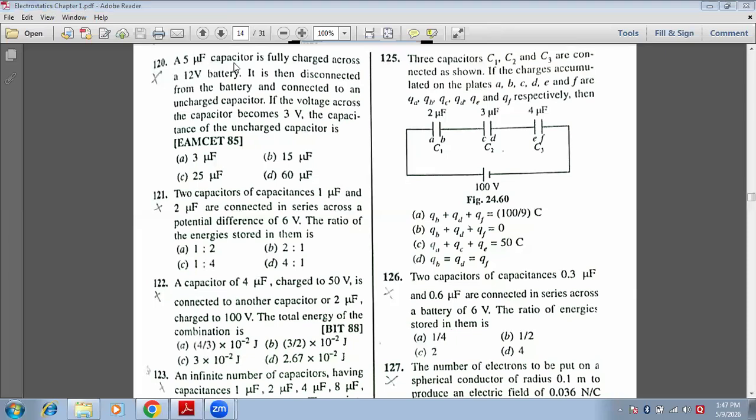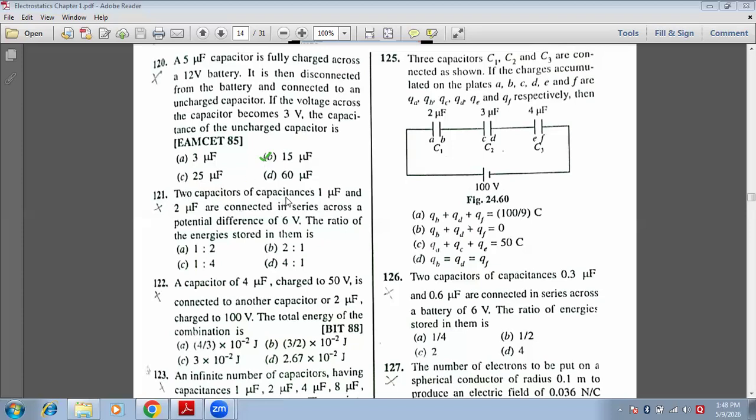A 5 microfarad capacitor is fully charged across a 12 volt battery. It is then disconnected from the battery and connected to an uncharged capacitor. If the voltage across the capacitor becomes 3 volt, the capacitance of the uncharged capacitor is: option A, 3 microfarad; option B, 15 microfarad; option C, 25 microfarad; option D, 60 microfarad. Correct answer: option B, 15 microfarad.